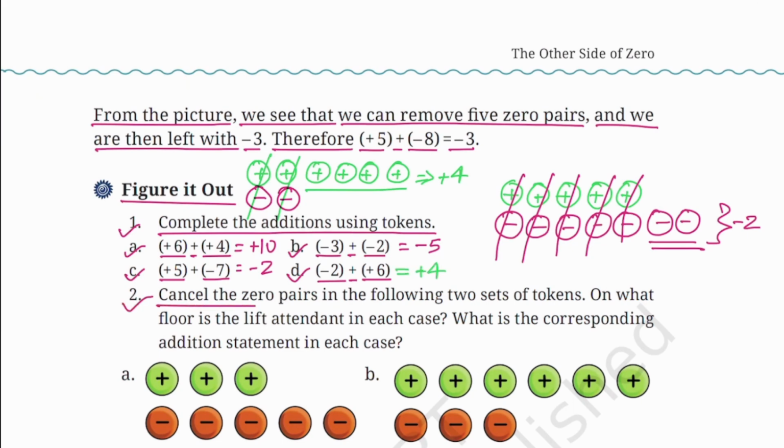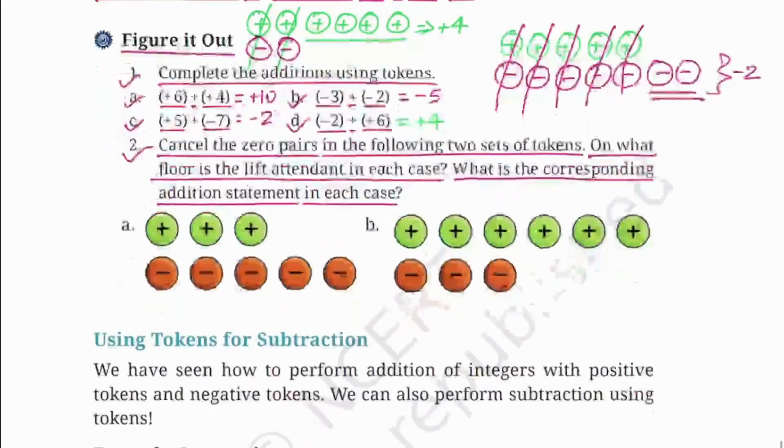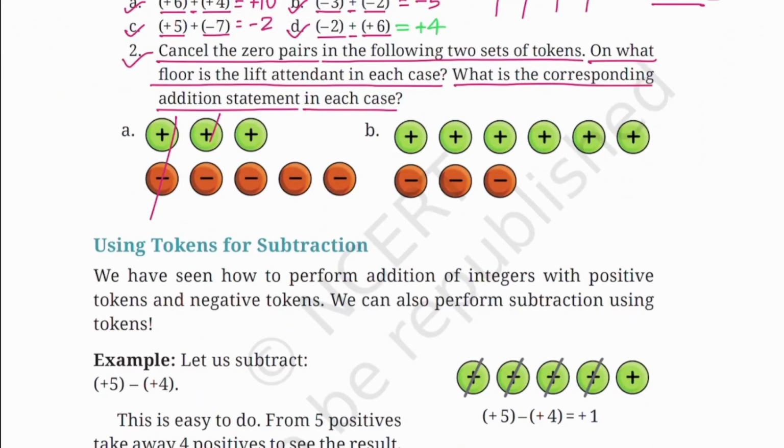2. Cancel the 0 pairs in the following 2 sets of tokens. On what floor is the lift attendant in each case? What is the corresponding addition statement in each case? These 0 pairs will cancel each other. The answer will be -2. The statement or equation will be +3 plus -5 is equal to -2.